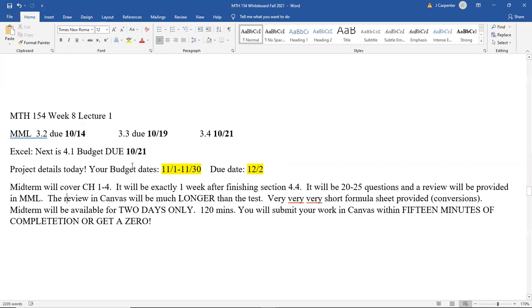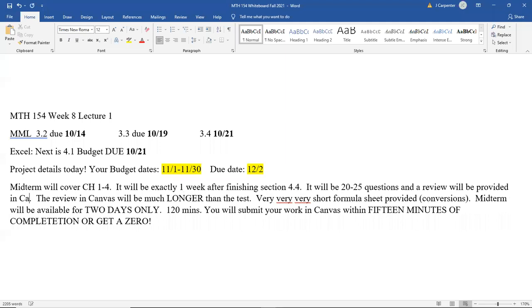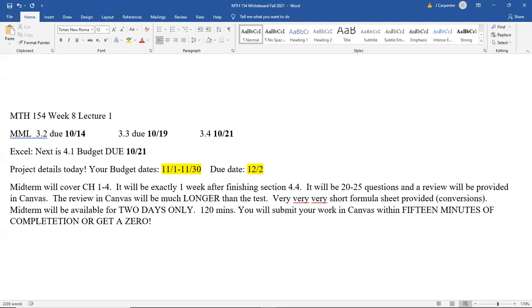It says in My Math Lab, actually, that's not right. No, that is right. In My Math Lab, or was that one in Canvas? I'm sorry, I'm trying to remember. The final is in My Math Lab. This one is in Canvas. I did not type that right this morning. So the review will be provided in Canvas, and you can see the next sentence, I even said that there.